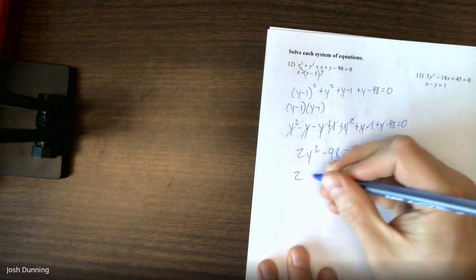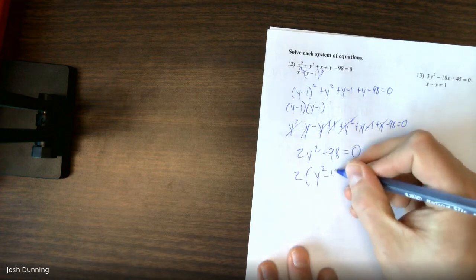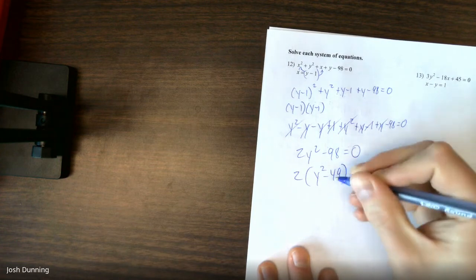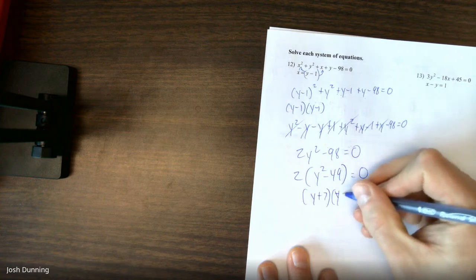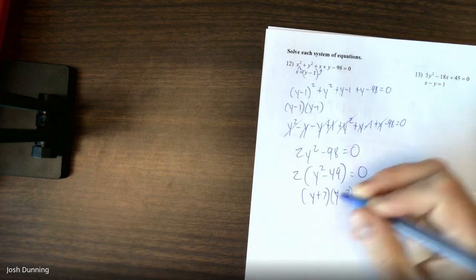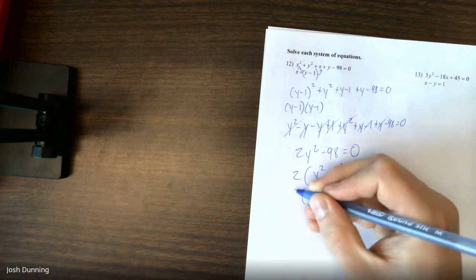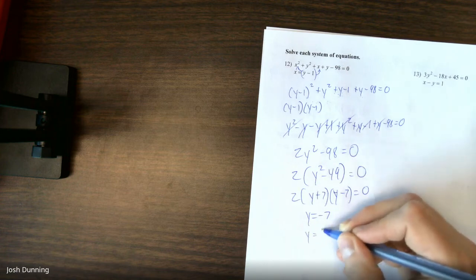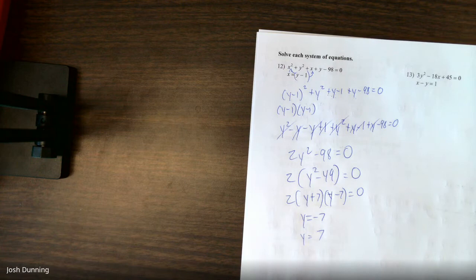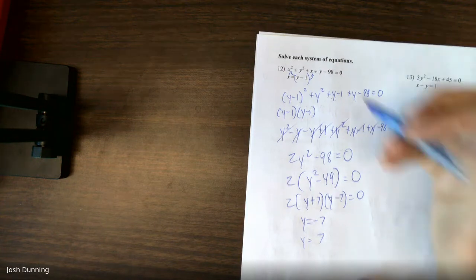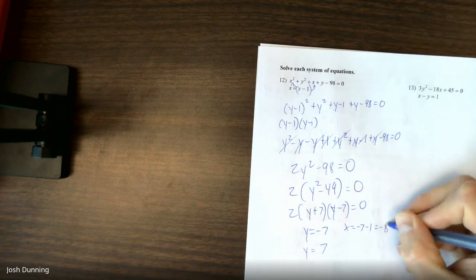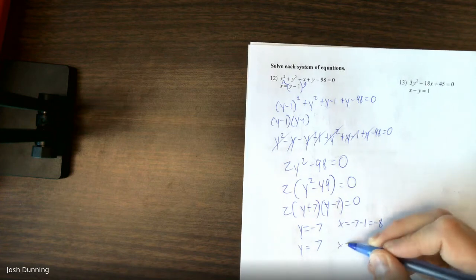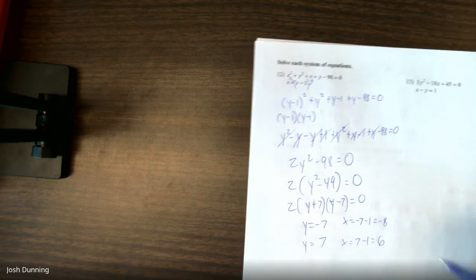Now, the first thing you always look for when you factor is a GCF. It's 2. And I think it's been a while, but this is difference of squares. Y plus 7. Oops. Y minus 7. So the two answers we get are negative 7 and 7. X is y minus 1. That's super easy to use. So we got negative 8 and 6.